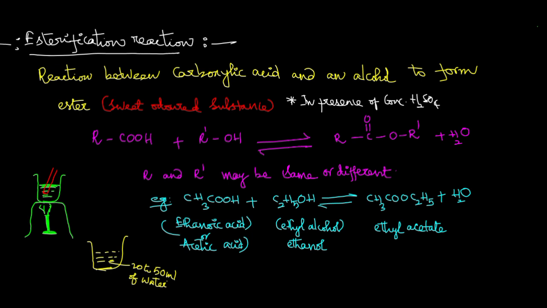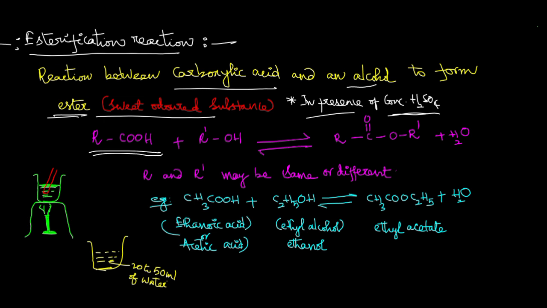Esterification reaction. In this reaction, carboxylic acid reacts with alcohol to form a fruity-odored substance or a sweet-odored substance which is called ester. This is done in presence of concentrated acids, especially sulfuric acid. RCOOH is the general formula for carboxylic acid, and R'OH is alcohol. When these two are combined in presence of concentrated H2SO4, you will get an ester.